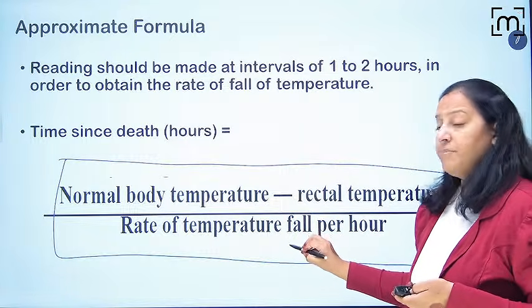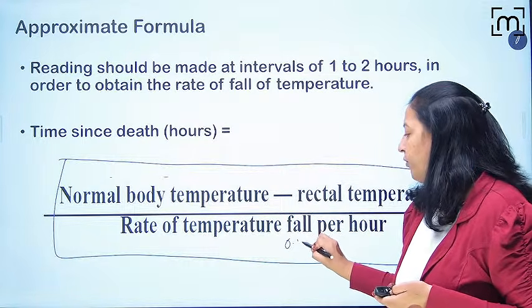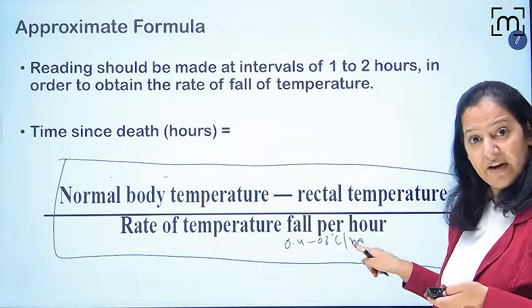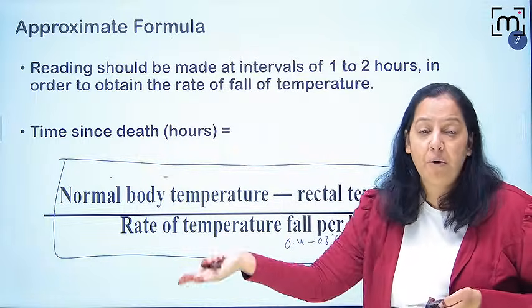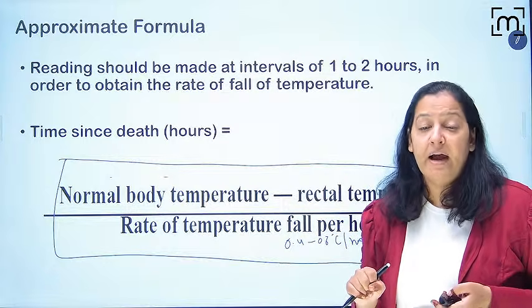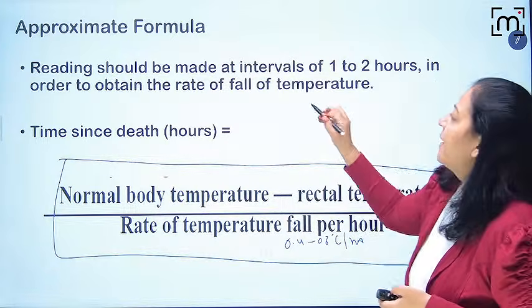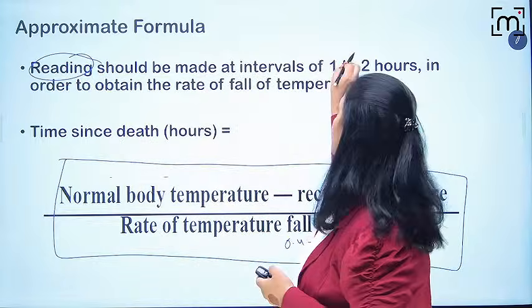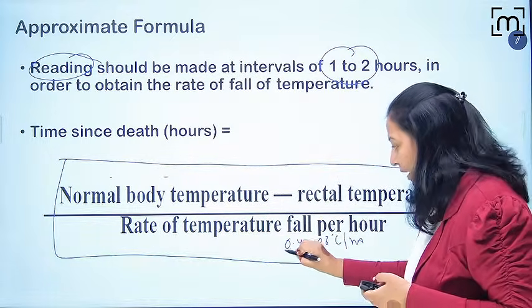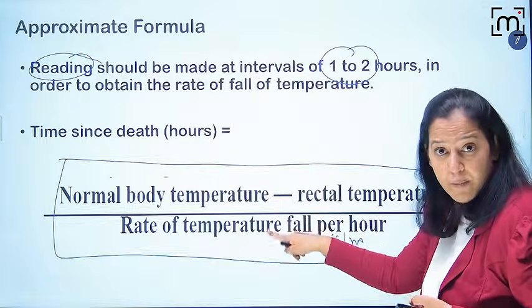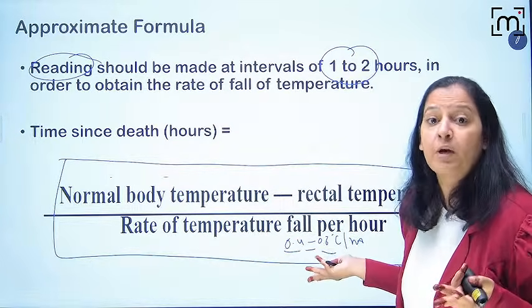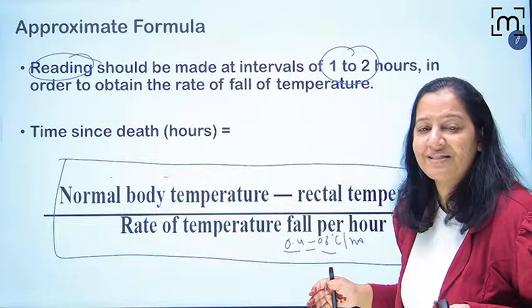So what is the rate of temperature fall per hour? I told you it's 0.4 to 0.6 degrees Celsius per hour. So what exactly is the rate of fall in this particular dead body which I found at the crime scene? I have to take multiple readings. I must take multiple readings every 1 to 2 hours to know this rate. Is it 0.4 or 0.5 or 0.6? I have to be precise. I cannot take it approximately, thinking 0.4 or 0.6, what difference does it make? It makes a difference. It may decide the criminal.